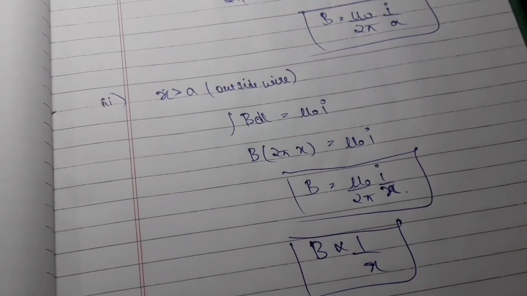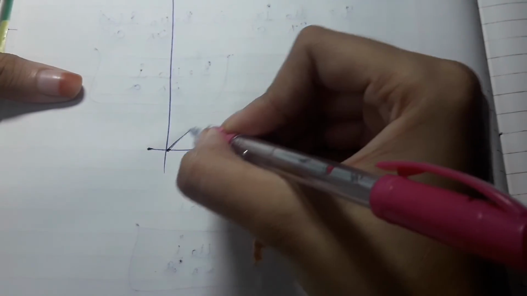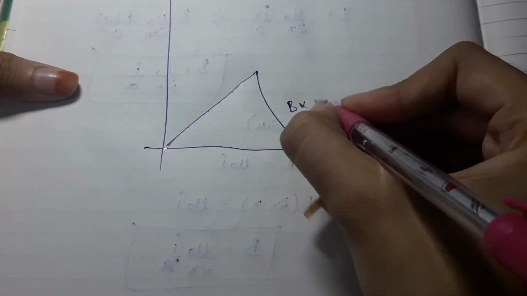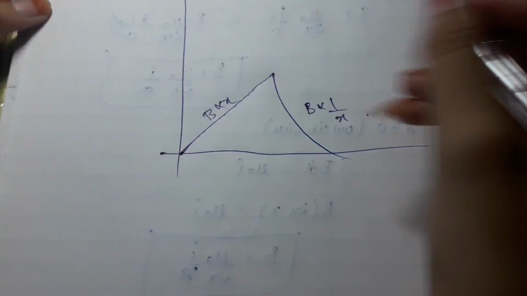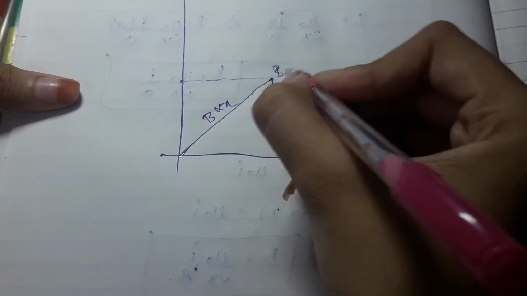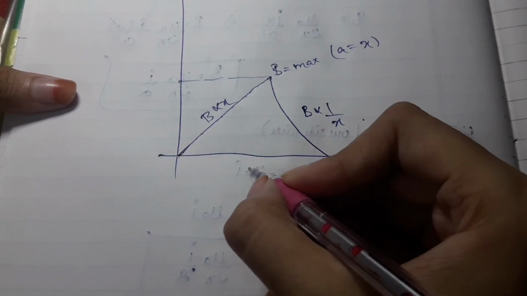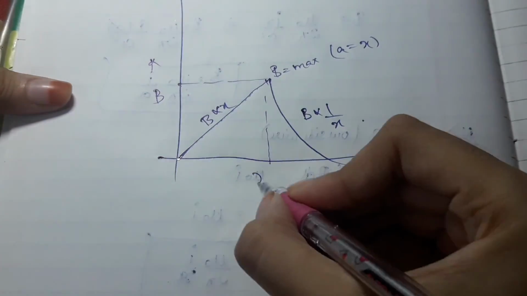Here is x. Okay, so if we draw a graph of the 3 cases, it will come out like this. First the magnetic field is increasing, then it decreases, as here B is inversely proportional to the distance x and here B is directly proportional to the distance x. Here the B will be maximum when a is equal to x. Okay, thank you.